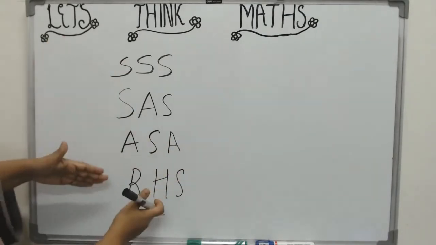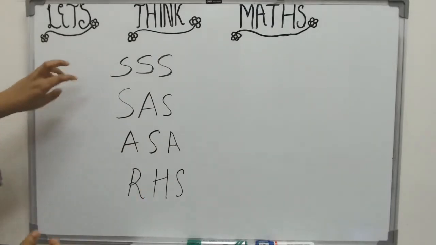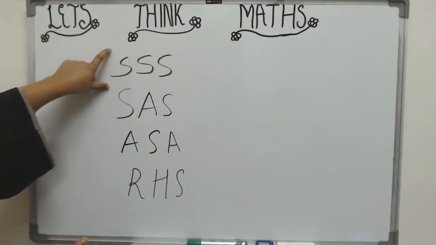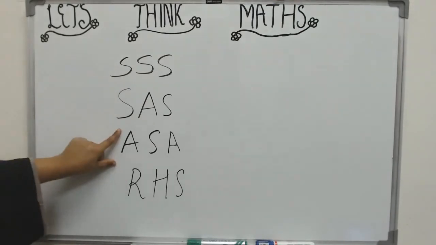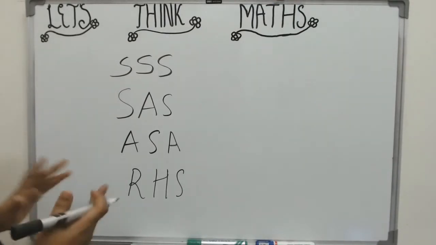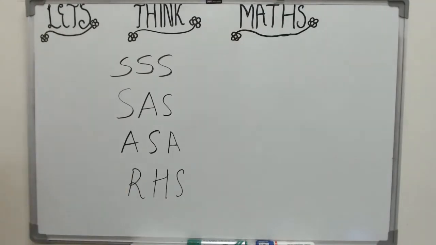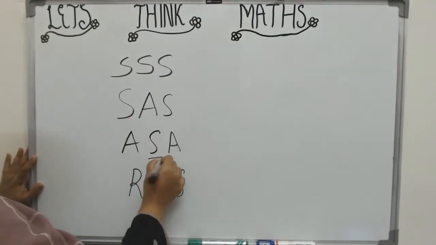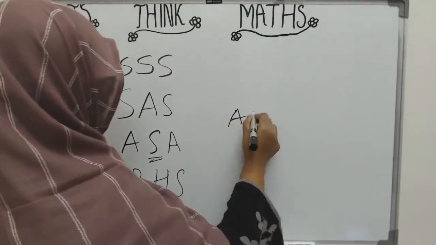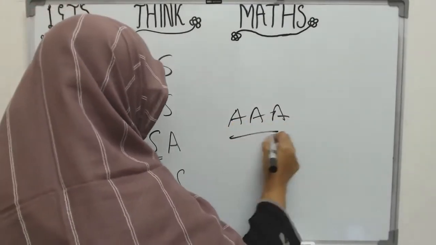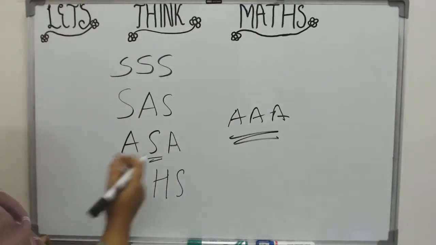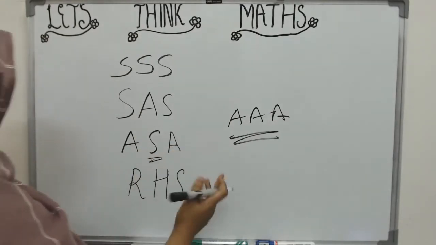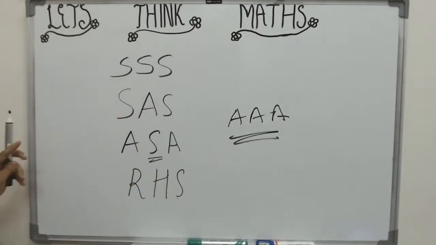So we studied all of this. Did you notice one thing? The first we had three sides, two sides, and then one side here. Here also one side, here two sides. So what does that mean? For congruence, you need at least one side. AAA is not enough to prove that two triangles are congruent. Why is that? I will show you.